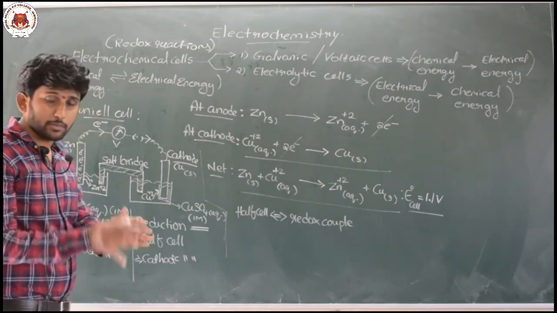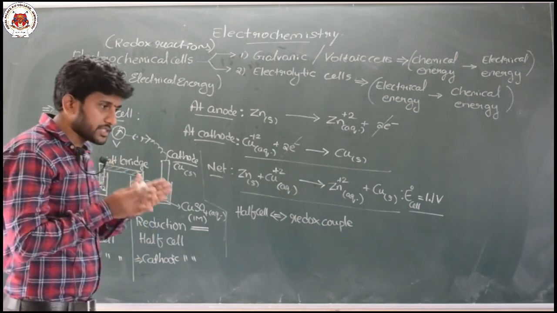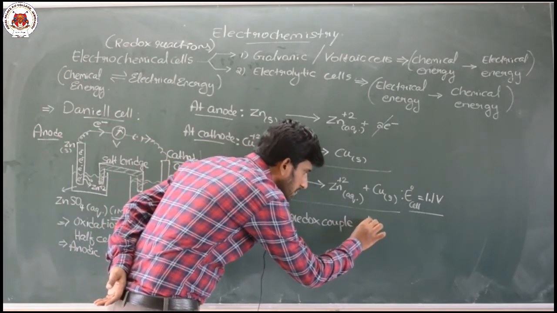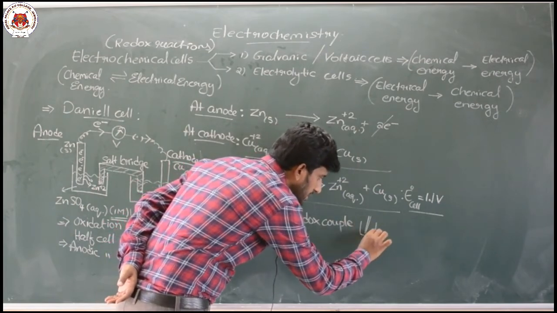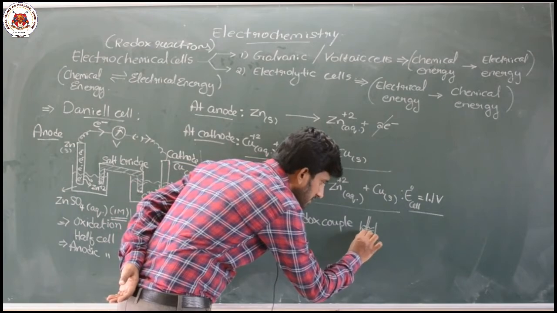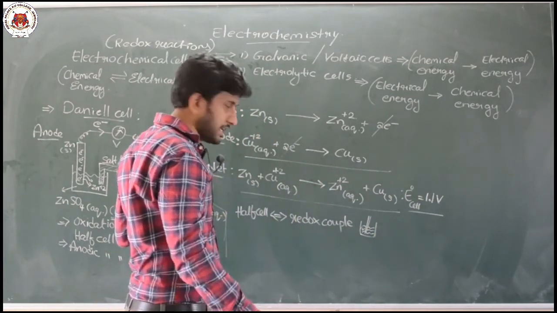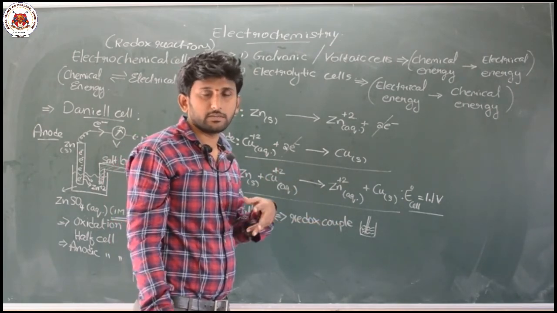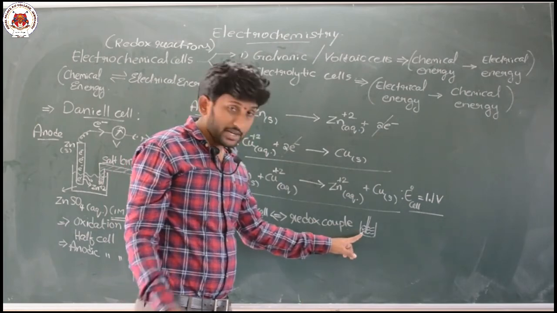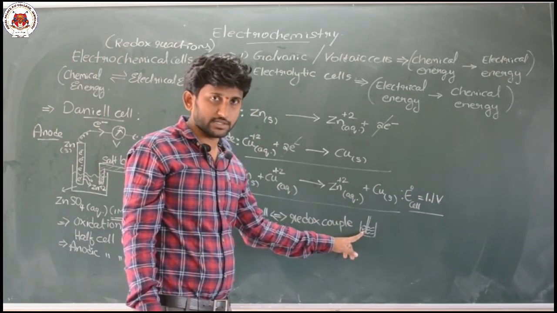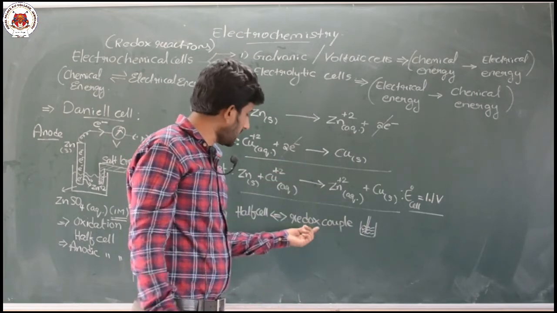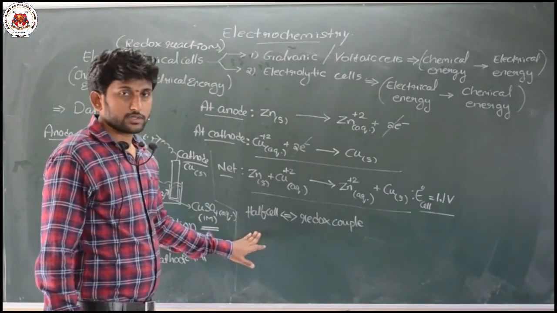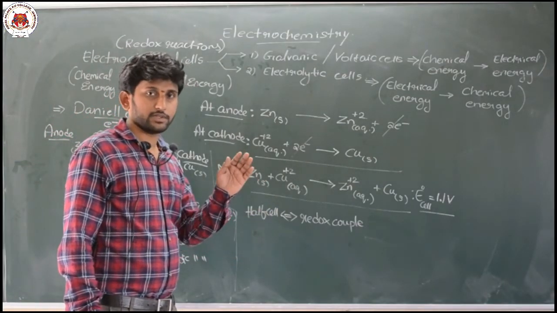Now what does redox couple actually mean? The actual meaning is: any electrode, when it is dipped in its electrolytic solution, not only zinc, not only copper, you take any one, platinum, aluminum, any other electrode, when they are dipped in their electrolytic solutions, then that set is called a redox couple. So, a redox couple is basically any metal in contact with its electrolytic solution.